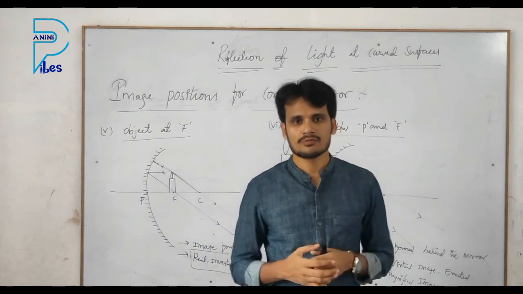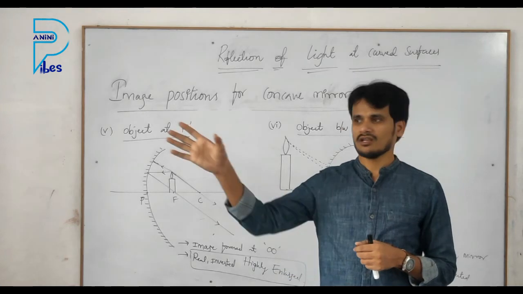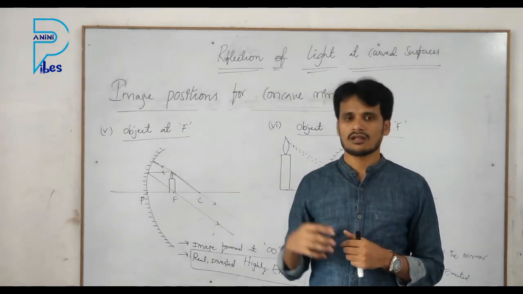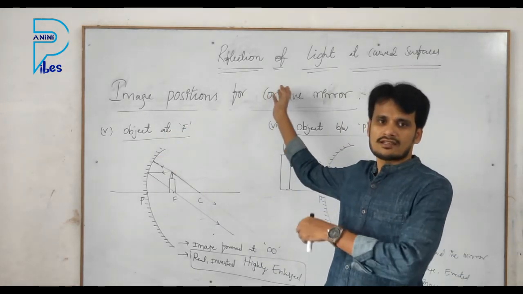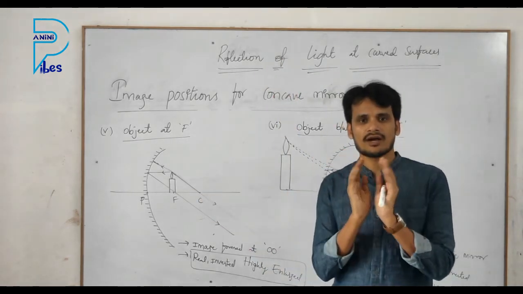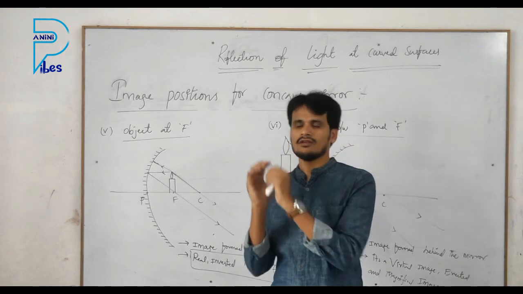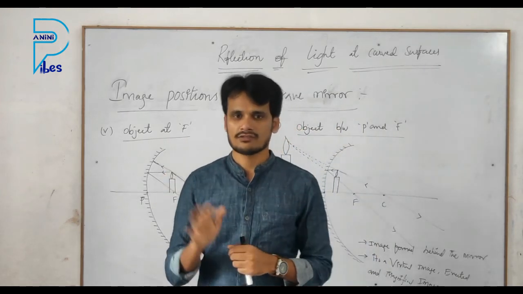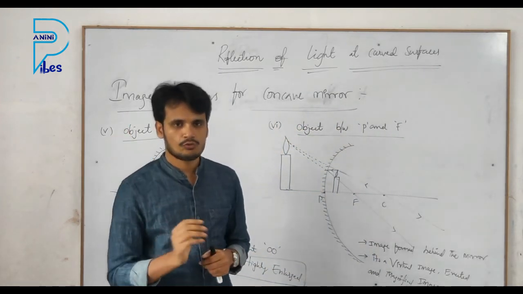And we have experience while observing images on bike or car rear view mirrors, in which vehicles coming from the backside appear small in size to us. We are able to see that the image is very small and virtual. Actually that is not a plane mirror, it's a convex mirror.